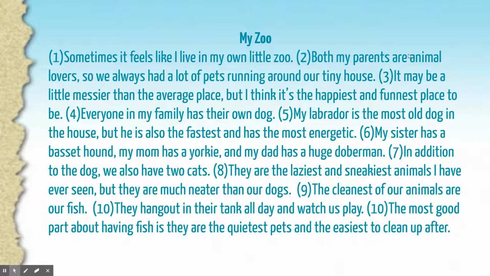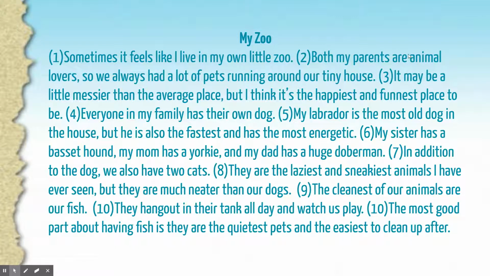All right. What I want to do here is to read this paragraph, "My Zoo," and I want you to find some different adjectives, comparative adjectives in these sentences, and see if you can find all of them. So, starting at sentence 1. Sometimes it feels like I live in my own little zoo. Both my parents are animal lovers, so we always had a lot of pets running around our tiny house.